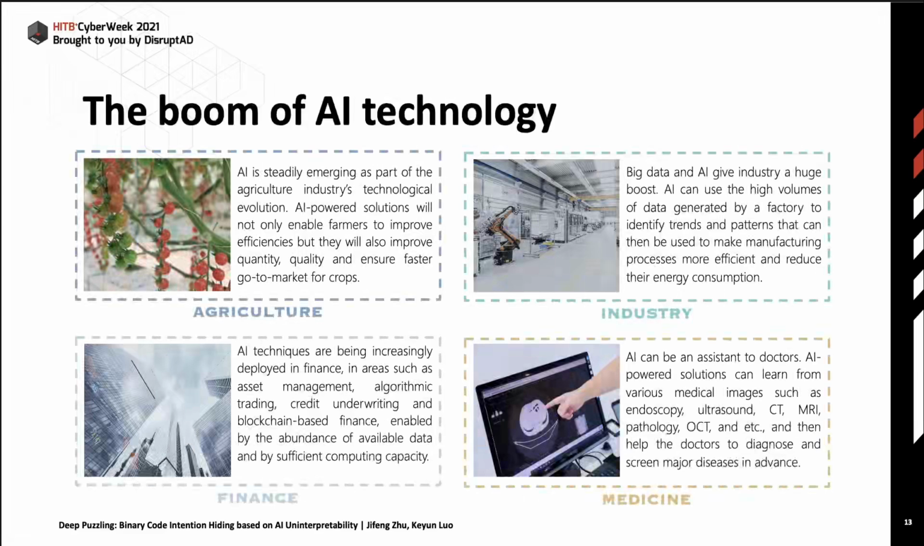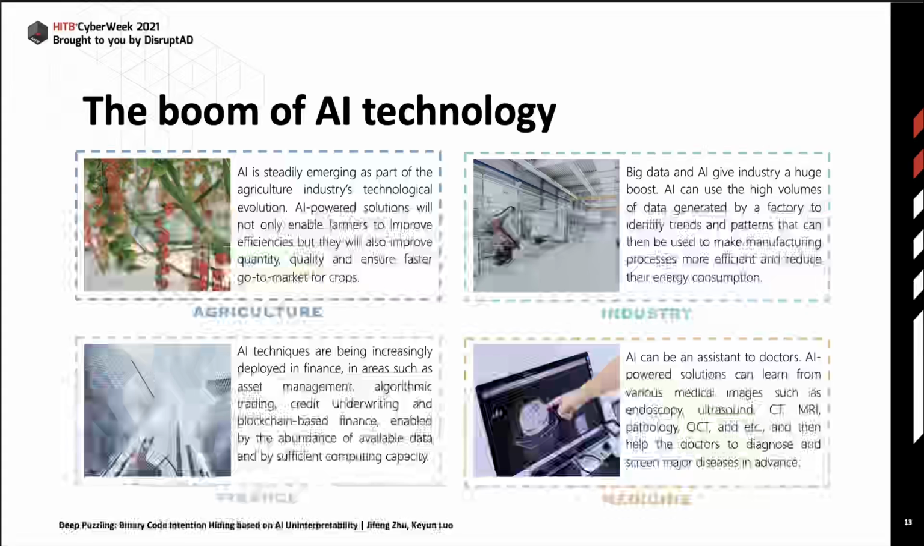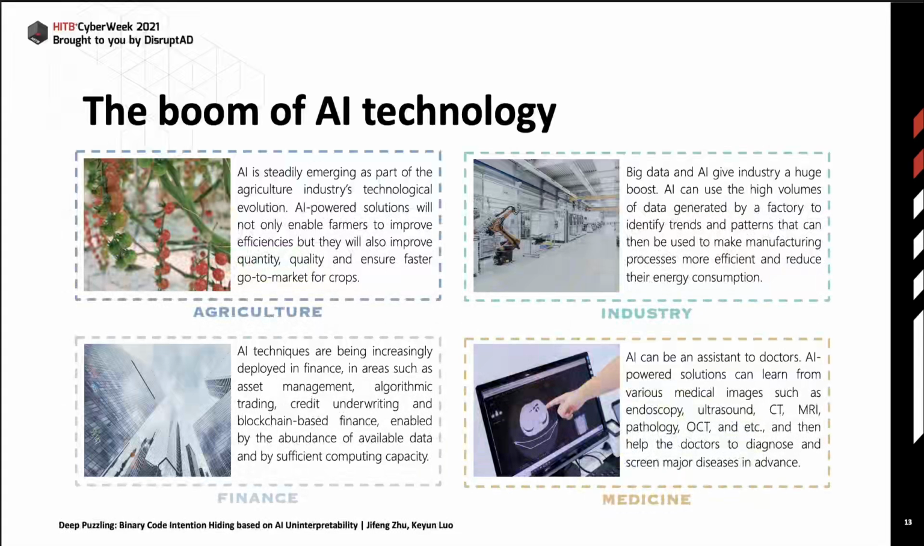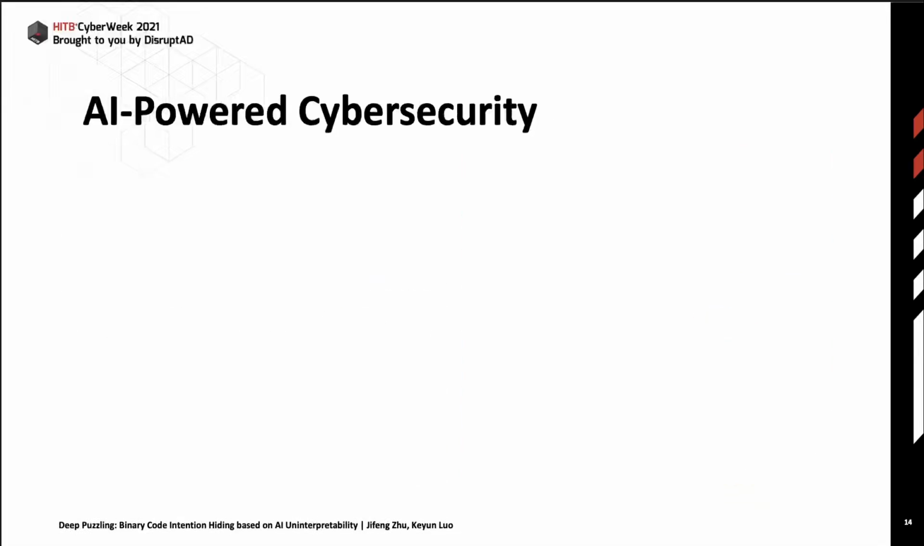Let's first look at the boom of artificial intelligence. With the rapid development of modern deep learning methods, AI has been widely used in many fields, such as agriculture, industry, finance, medicine, and entertainment, along with many other revolutionary applications. It has profoundly changed our lifestyle. It is no exception in network security. We have witnessed too many successful cases.